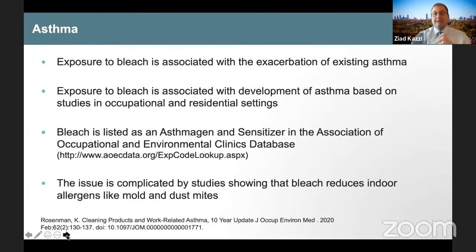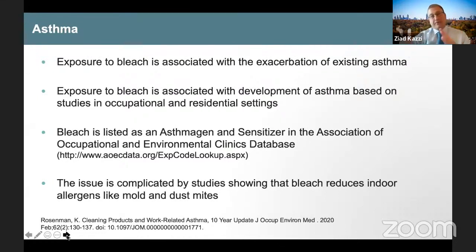Now, unfortunately, these associations need more research, like any of our scientific associations that we recognize in our research, because association needs to be moved to causation, and that requires really a lot of research and effort. So it's important to keep in mind that yes, there is evidence that sodium hypochlorite is an asthmagen and can sensitize you to develop asthma, based on the studies that we have so far.